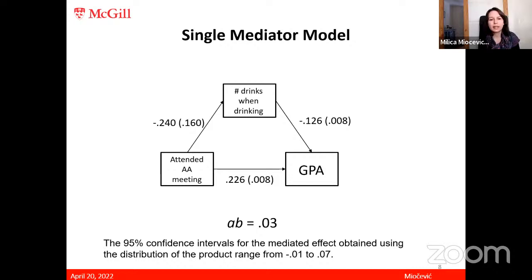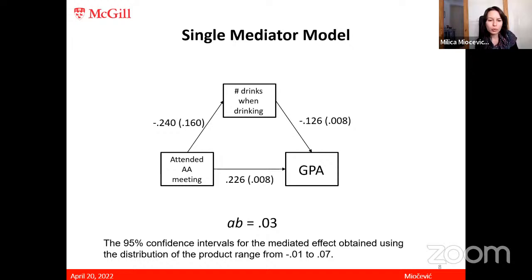When I take these data and fit the single mediator model, we see that the indirect effect of attending an AA meeting on GPA through the number of drinks consumed when drinking is equal to 0.03. And if we use confidence intervals from the frequentist framework obtained using the critical values from the distribution of the product, we see that those confidence limits are negative 0.01 and positive 0.07.